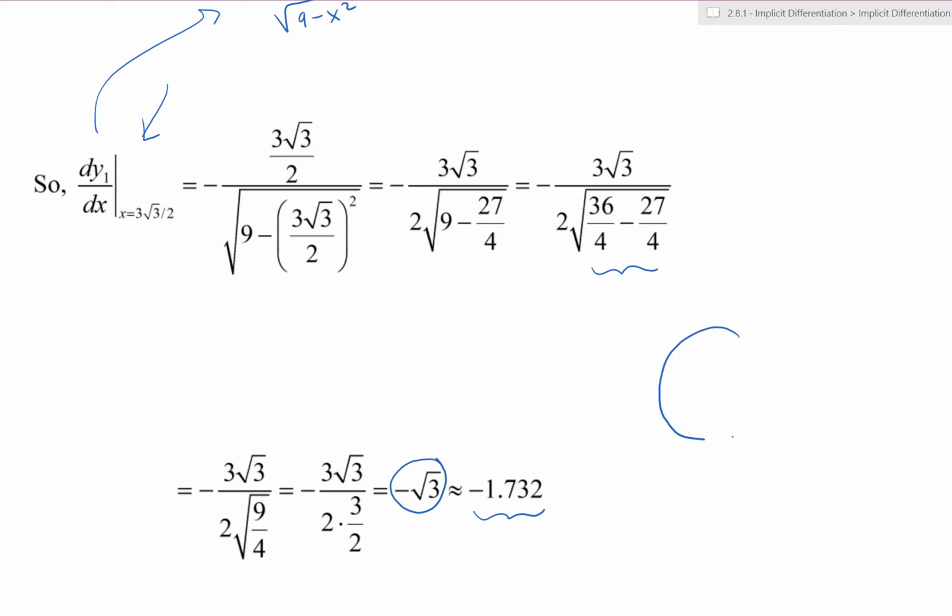So you think about that circle. If we are in quadrant 1 and we are at this location, we should expect a negative slope. And it is negative.